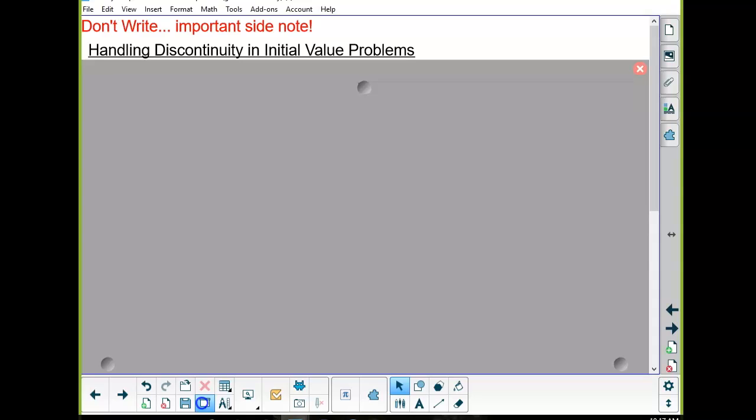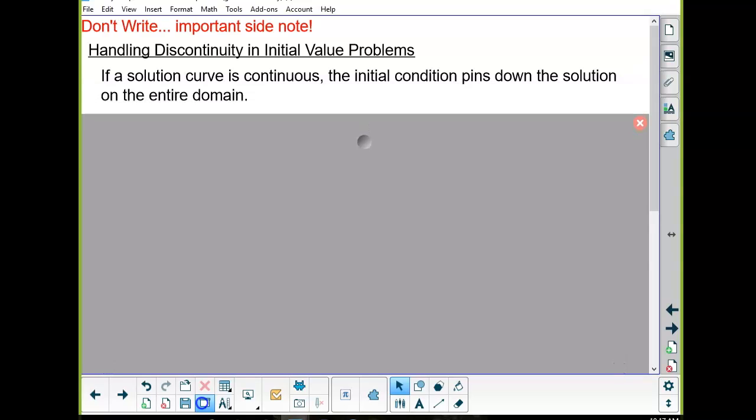How do we handle discontinuity in initial value problems? And I know right now you're thinking, I don't understand what that means at all. But what if a solution curve is continuous? Then the initial condition pins down the solution over the entire domain. So if it's continuous, we don't have to worry about anything.